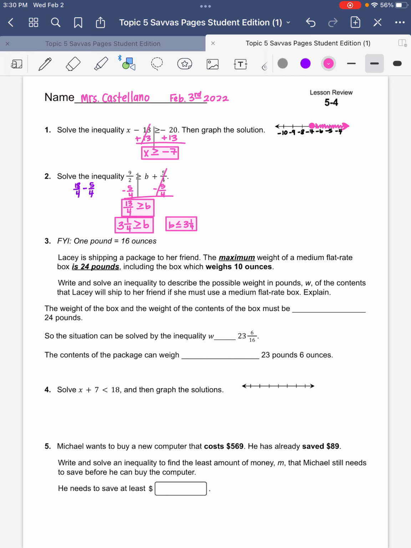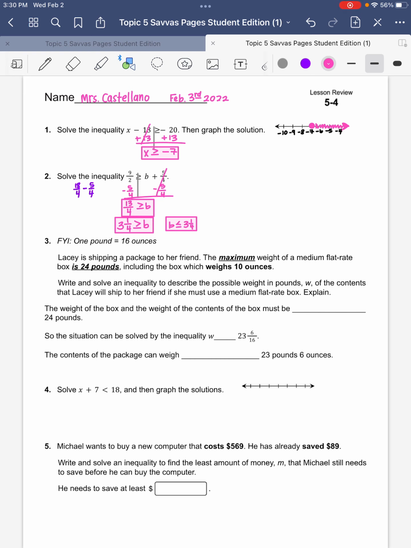So keeping that in mind, Lacey is shipping a package to her friend. The maximum weight of a medium flat rate box is 24 pounds, including the box which weighs 10 ounces. Sorry, the box doesn't weigh 10 pounds, it weighs 10 ounces. Write and solve an inequality to describe the possible weight in pounds W of the contents that Lacey will ship to her friend if she must use a medium flat rate box. Explain.